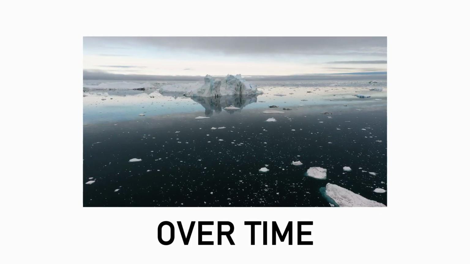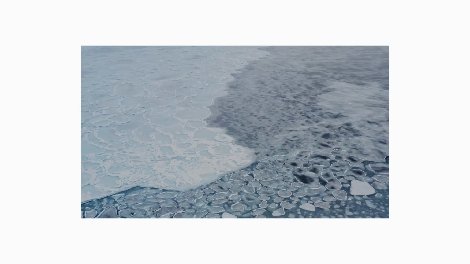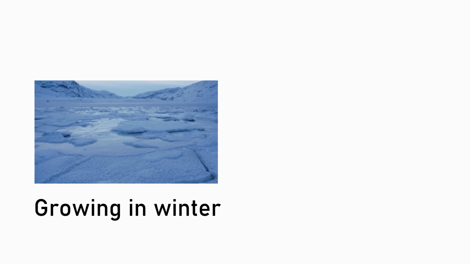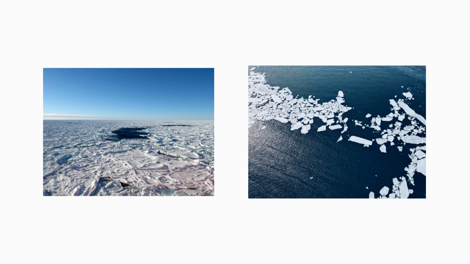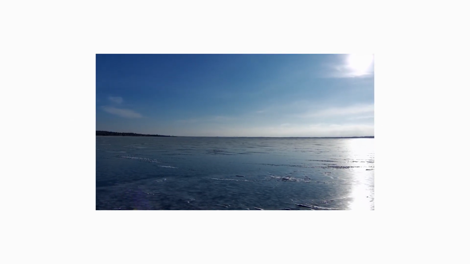Sea ice. This is frozen ocean water that forms in polar regions. Unlike normal ice, it contains salt and forms in shifting seasonal cycles, growing in winter and shrinking in summer. What makes it unique is that it constantly changes size, affecting global weather patterns. It also reflects sunlight back into space, helping cool the planet.